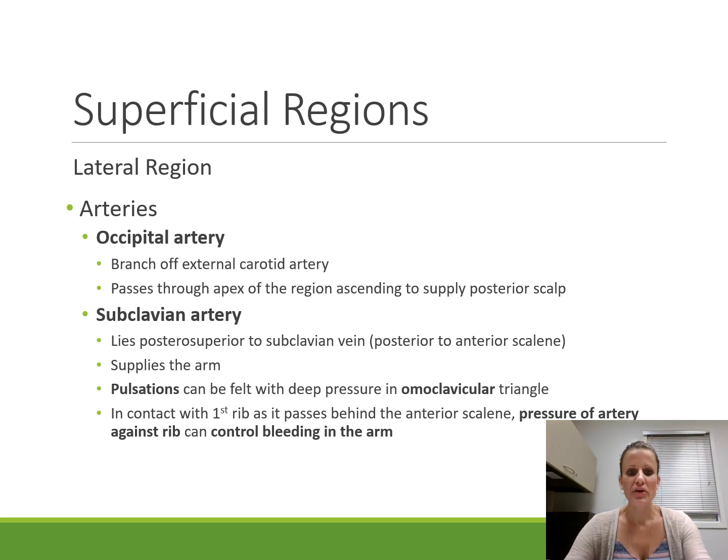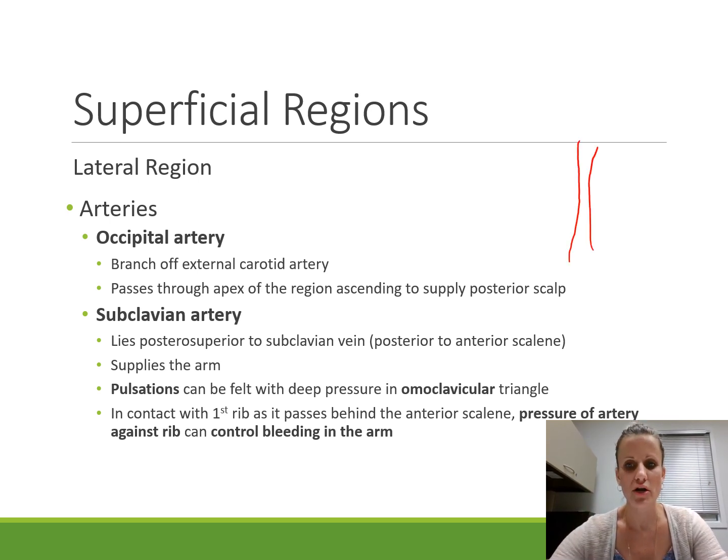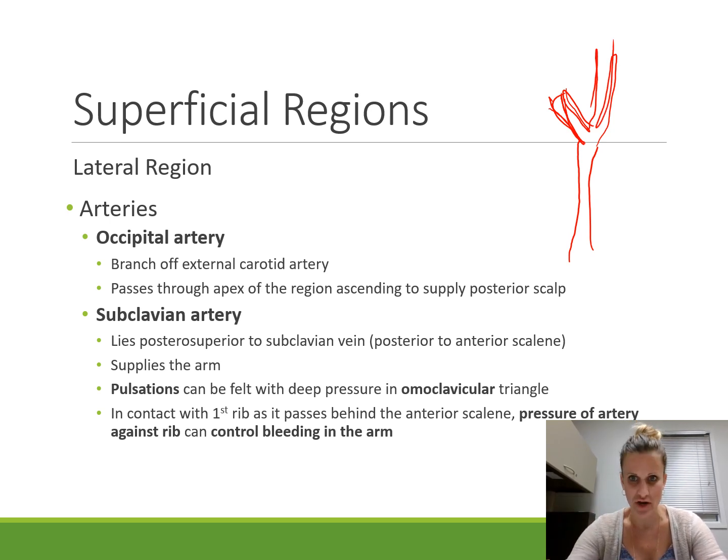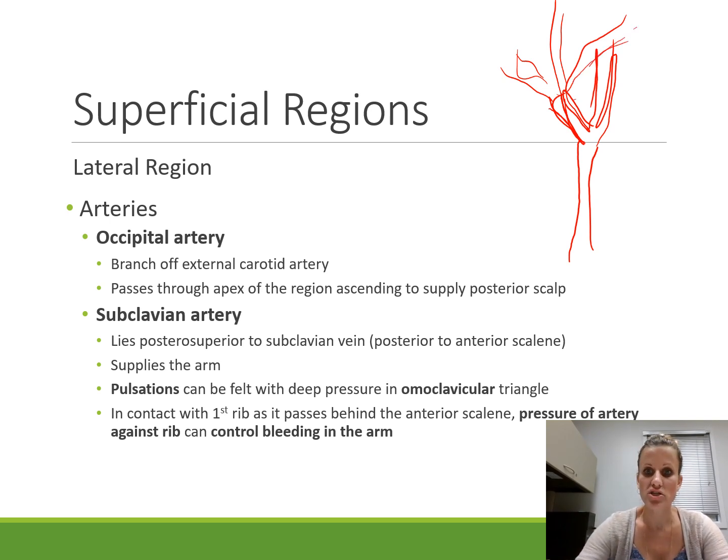The occipital artery branches off the external carotid artery. A little bit later, we'll look at the carotids, but on the side of the neck, deep, right next to the internal jugular vein, we have a common carotid artery. And the common carotid artery is going to split into an external carotid artery and an internal carotid artery that goes up to the brain. This external carotid artery has a lot of branches. So it ends up branching off and going all over in multiple different areas. One of the branches off of the external carotid artery is the occipital artery.